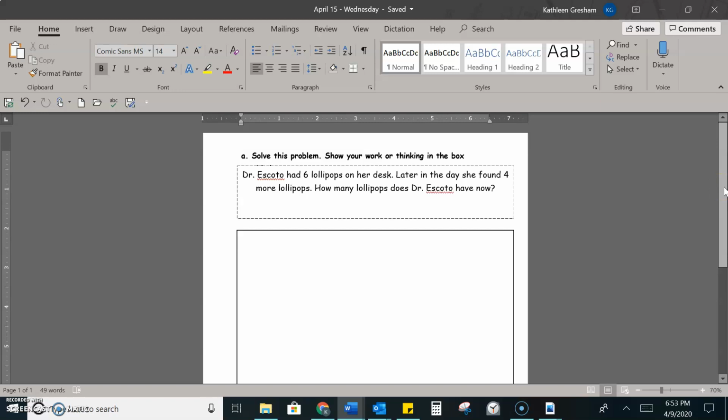One more time, here's our word problem. Dr. Escoto had 6 lollipops on her desk. Later in the day, she found 4 more lollipops. How many lollipops does Dr. Escoto have now?